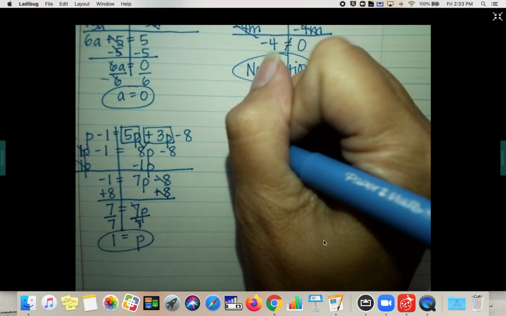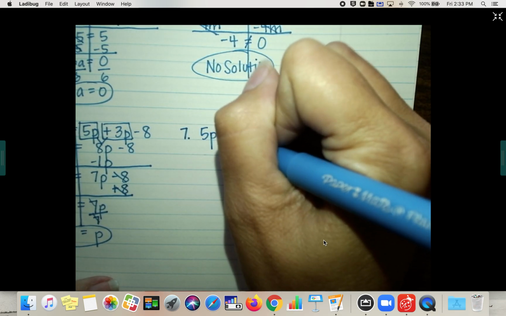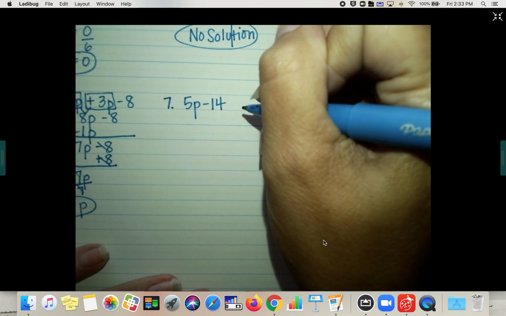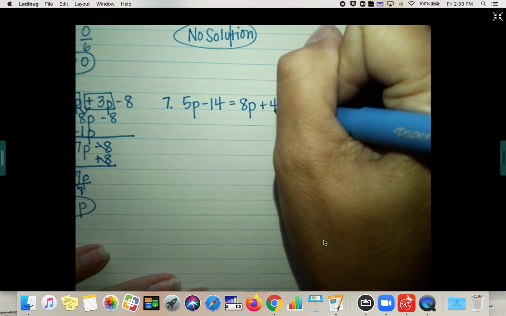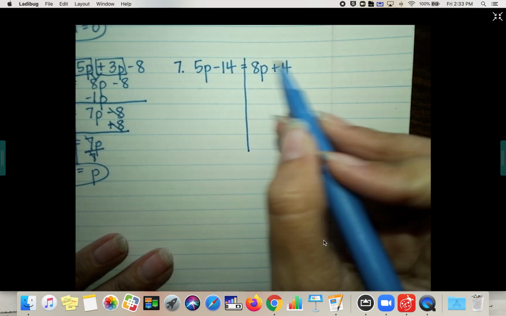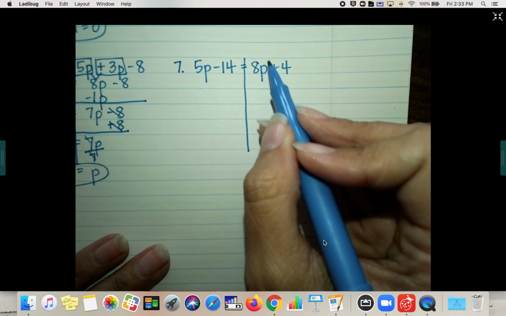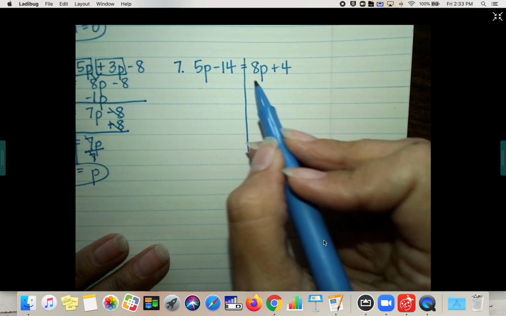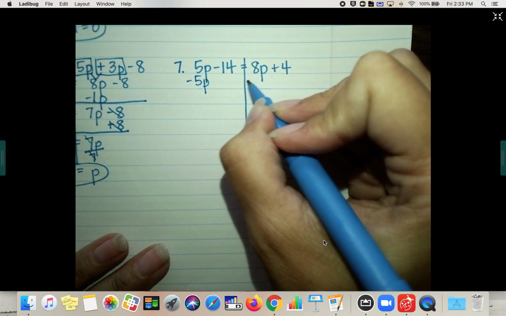All right, number 7. 5p minus 14. I don't know why we're using the variable p again. Equals 8p plus 4. Seems like most of the time we use x, but that's okay. All right, no like terms, no like terms. So we're going to have to move the variable. We can either subtract 5p or subtract 8p. And again, I'm going to choose to subtract the 5 just because I don't like to get into negatives. So let's minus 5p.